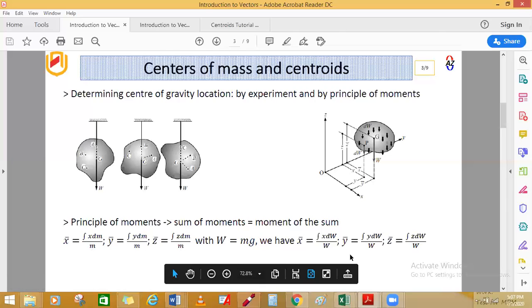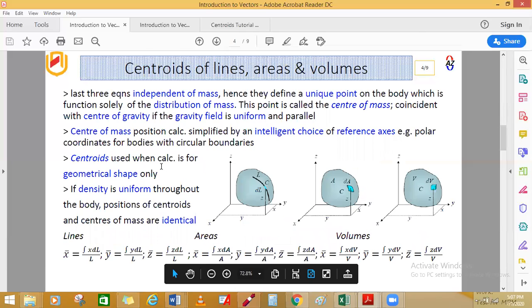Okay, again a similar thing here. This is now in terms of weight. This one is in terms of weighted. Okay, and here now it's in terms of the centroids.